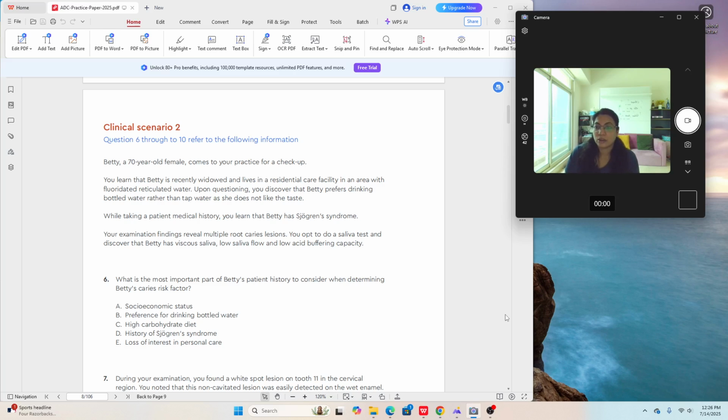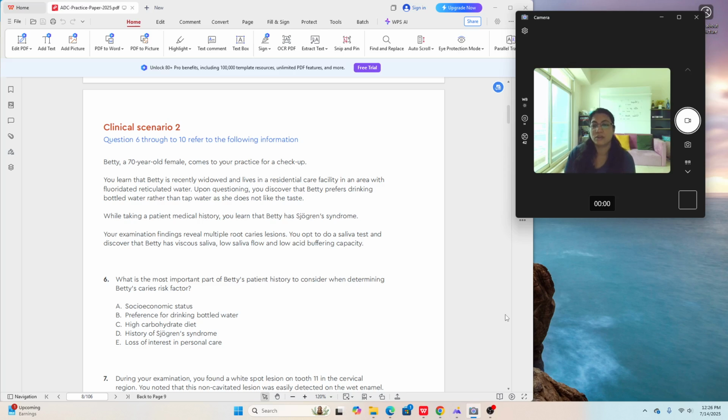So let's get on with it. Betty, a 70-year-old female, comes to your practice for a checkup. This question is basically a combination of oral medicine symptoms like Sjogren's, plus caries risk assessment, plus preventive dentistry, plus minimally invasive dentistry, all these things, okay? So different topics of dentistry, different MCQs are taken and clubbed together and a scenario is formed. That is how ADC exam works. So yeah, Betty, a 70-year-old female, the age is important here, comes to your practice for a checkup.